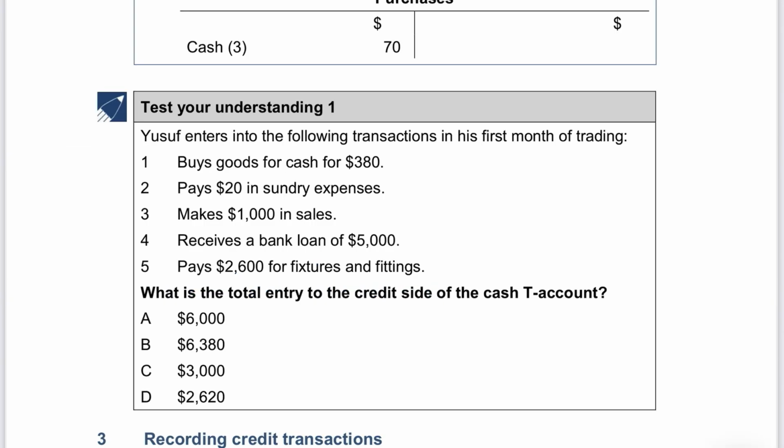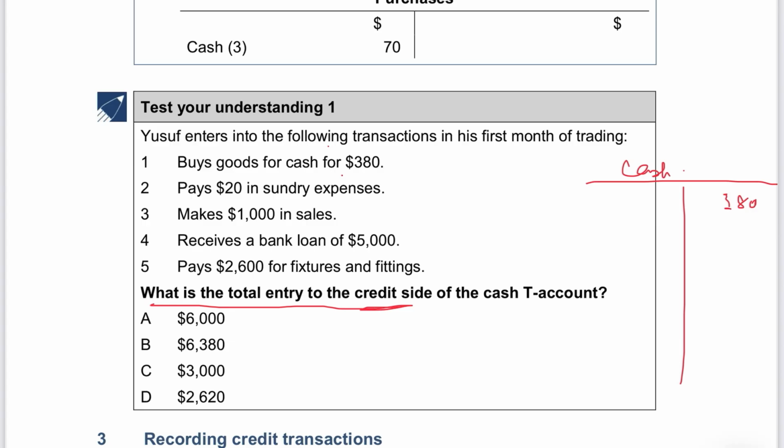Now here I will solve Test Your Understanding 1 in this video, and we'll check the answer. Before solving any question, you have to check what the requirements are. What is the total entry of the credit side of the cash T account? Now make a T account of cash, and we'll check the credit side. Yusuf enters into the following transactions in his first month of trading. He buys goods for cash for $380. So cash is going out of the business, 380, right?